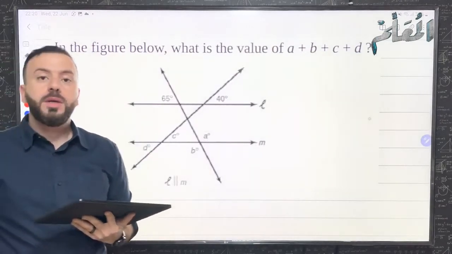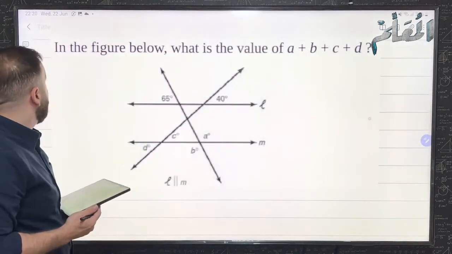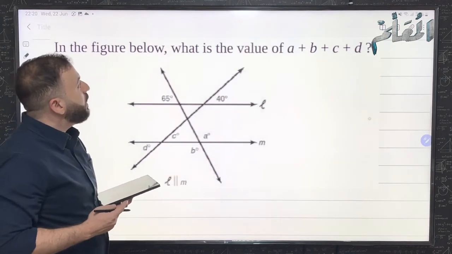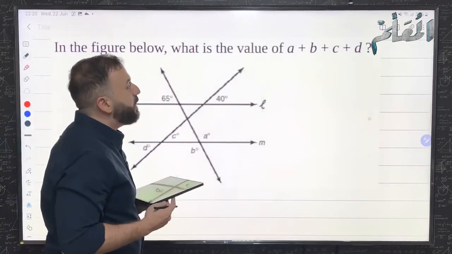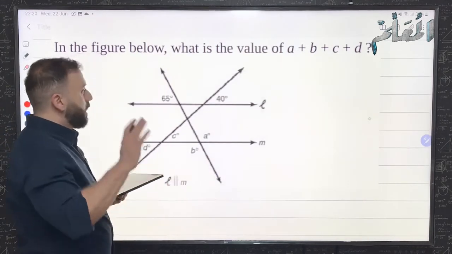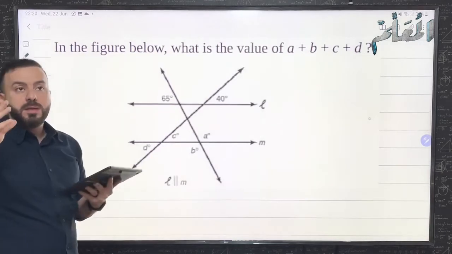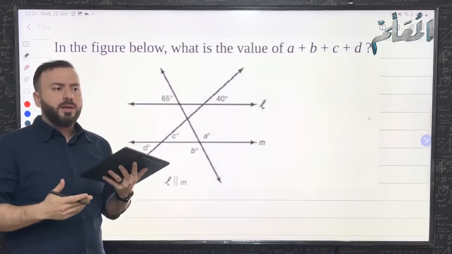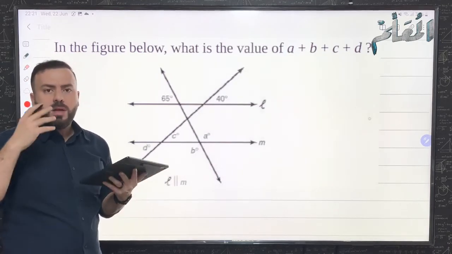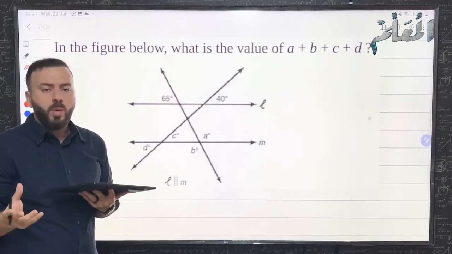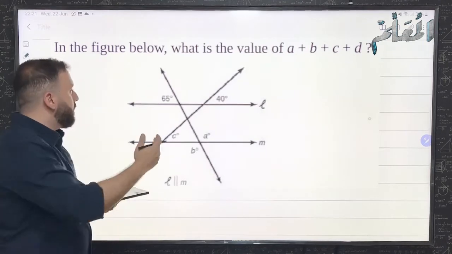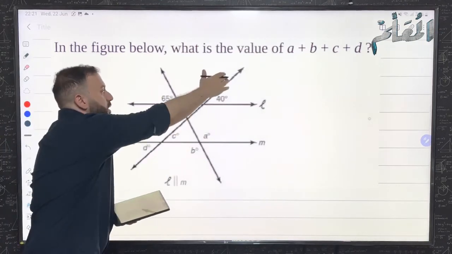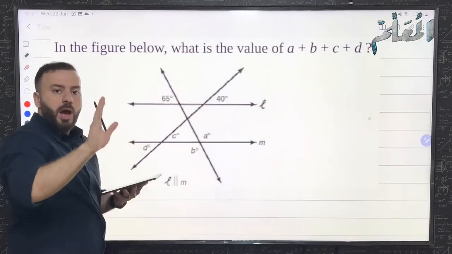Last question for this video is, in the figure below, what is the value of A plus B plus C plus D? In such a case, don't make the ideas go right, left, thinking in a tough way. No, just make it easy. Let's deal with this line separately and this line separately. That's how you can solve this question.